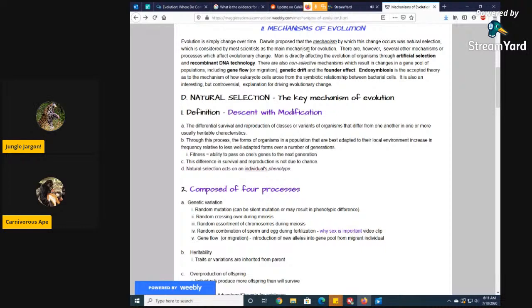Darwin proposed that the mechanism by which change occurs was natural selection, which is considered by most scientists as the main mechanism for evolution. There are, however, several other mechanisms for the process which affect evolutionary change. Man is directly affecting the evolution of organisms through artificial selection and recombinant DNA technology. What? Oh, skip that. There are also non-selective. What? Artificial selection and recombinant DNA technology.